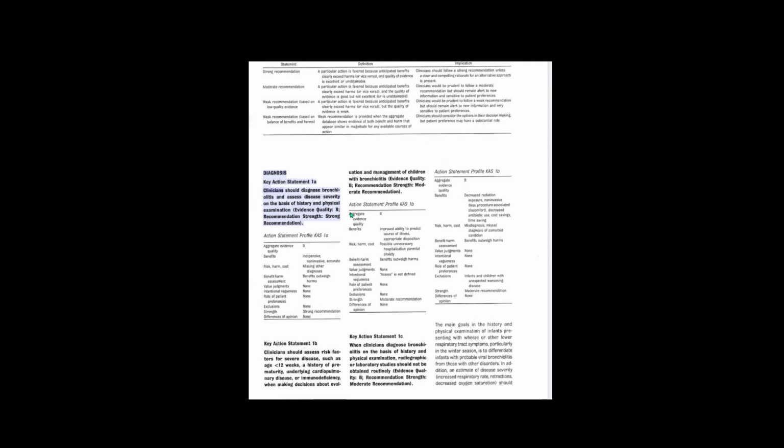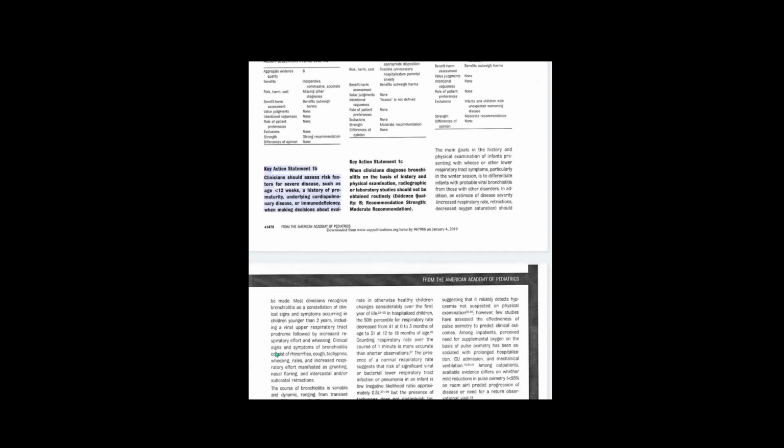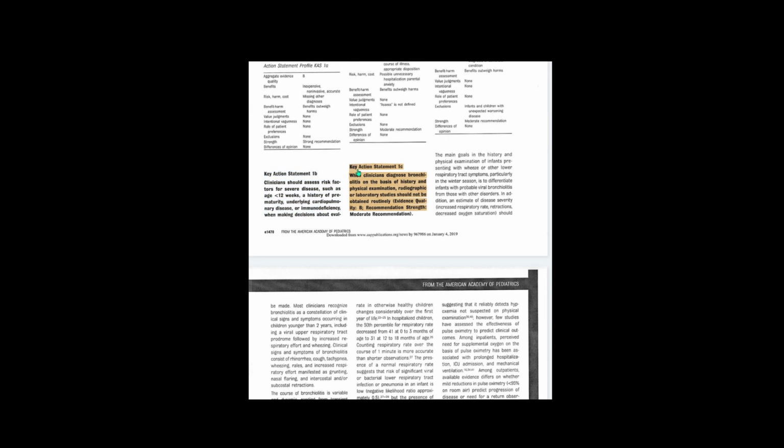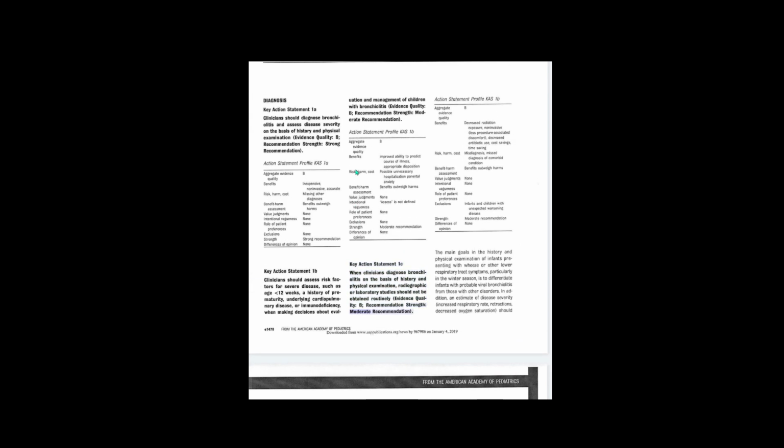Clinicians should diagnose bronchiolitis and assess disease severity on the basis of history and physical examination. Key action statement 1a: Clinicians should assess risk factors for severe disease, such as age less than 12 weeks, a history of prematurity, underlying cardiopulmonary disease, or immunodeficiency, when making decisions about evaluation and management. Key action statement 1b: When clinicians diagnose bronchiolitis on the basis of history and physical examination, radiographic or laboratory studies should not be obtained routinely. Evidence quality B. Recommendation strength: moderate recommendation.